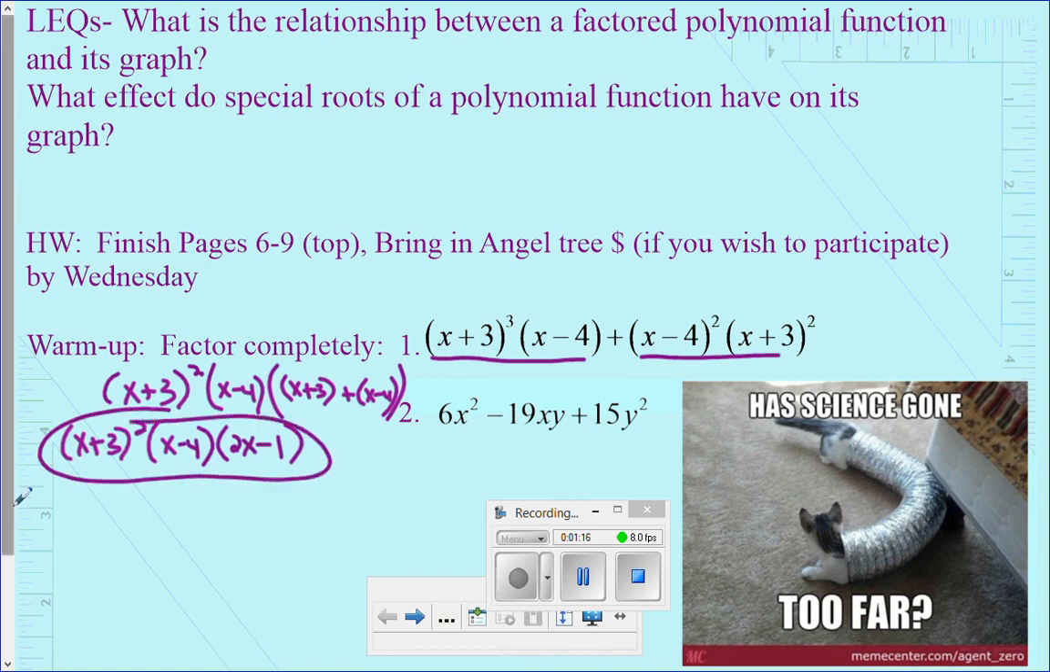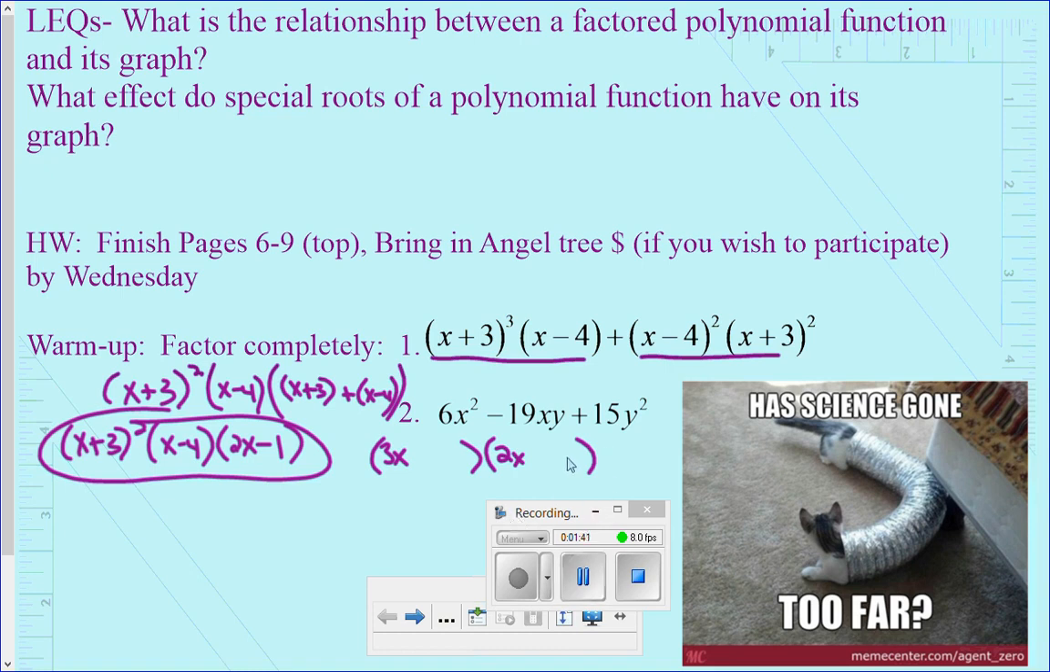Number 2, really the easiest way is kind of just to probably guess and check this one. You can do a diamond in a generic rectangle if you'd like. I'm just going to try 3x and 2x though, because I know they multiply to 6x squared. And now I'm just going to think about factors of 15. So I know 5 and 3, I'm going to see if that's going to work.